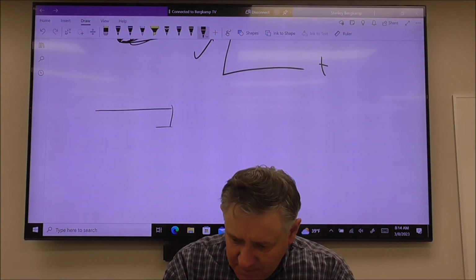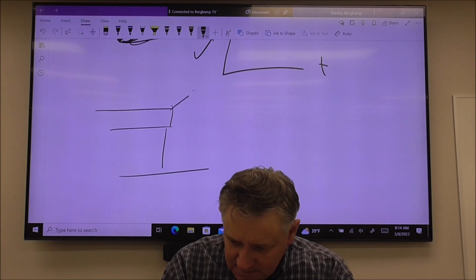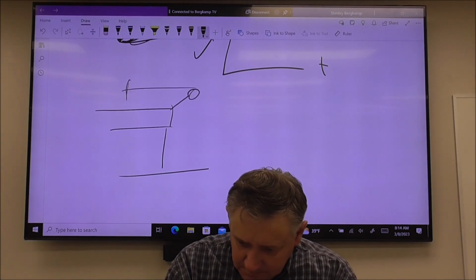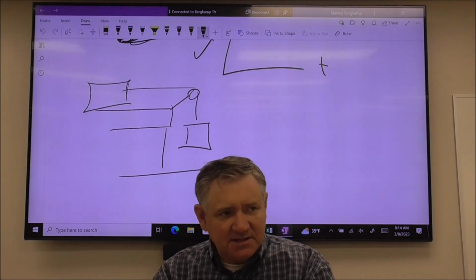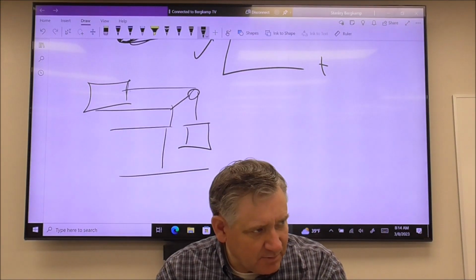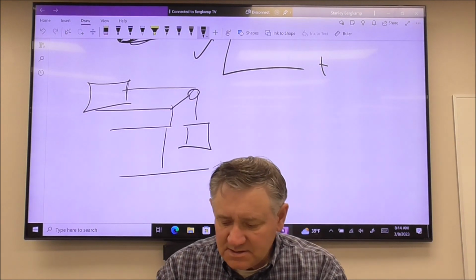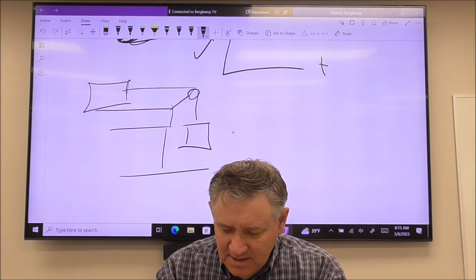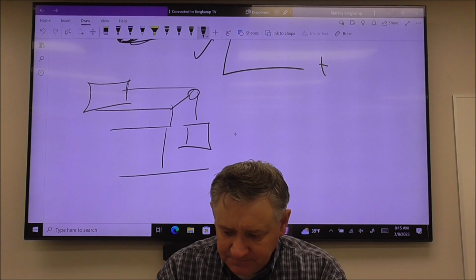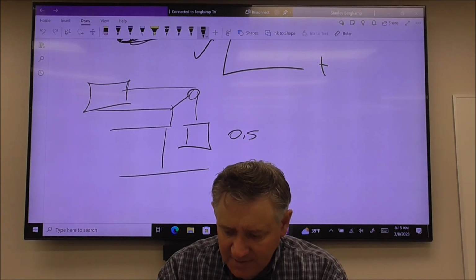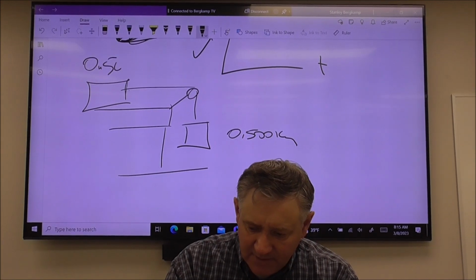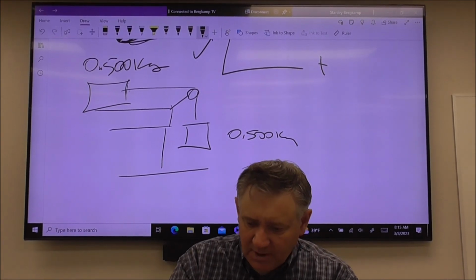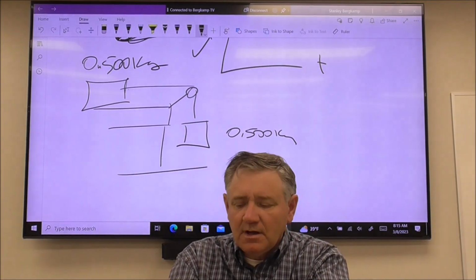I promise you there's going to be a problem like this. Here's the pulley. And you're going to have masses suspended over the end of the pulleys, right? So let's make the math easy. Let's say this is, I don't know, a half a kilogram. And let's say that is also a half a kilogram. Okay? Make the math easy.